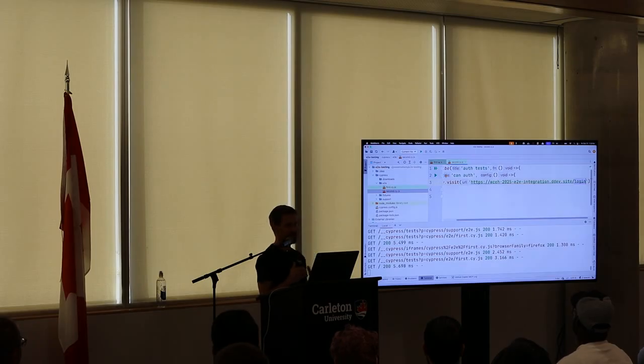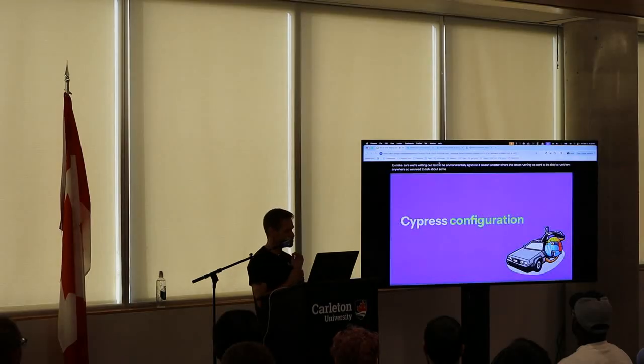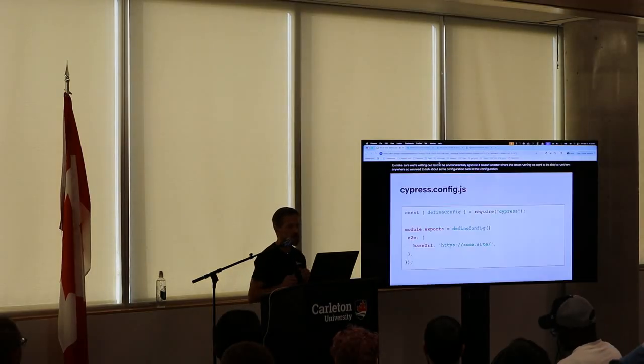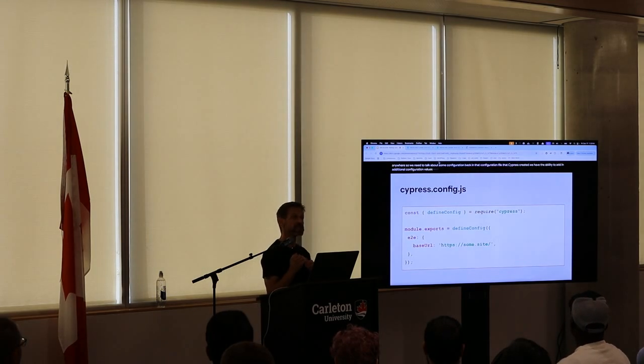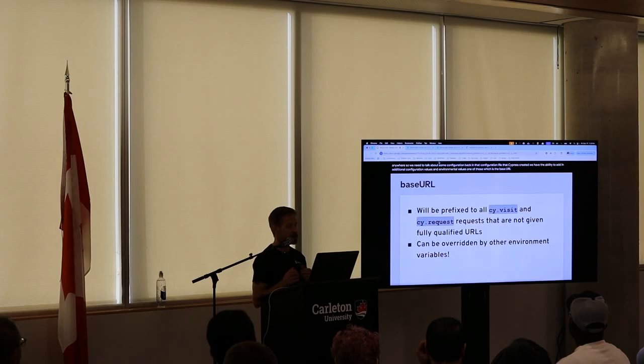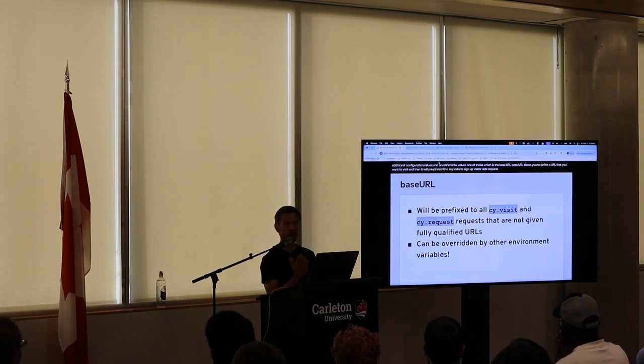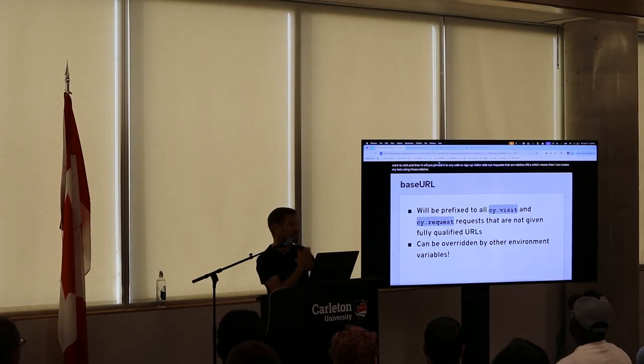It shouldn't matter where the tests are running. We want to be able to run them anywhere. So we need to talk about some configuration. Back in that configuration file that Cypress created, we have the ability to add additional configuration values and environmental values. One of those is the base URL. Base URL allows you to define a URL that you want to visit, and then it will prepend it to any calls to cy.visit or cy.request that are relative URLs, which means I can create my tests using those relative URLs, and then it doesn't matter where I run them. I simply have to add that base URL configuration to that specific environment.